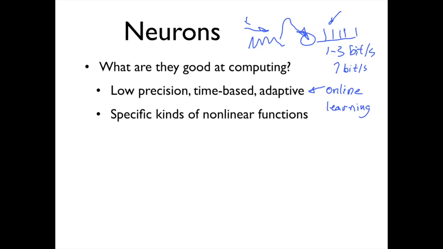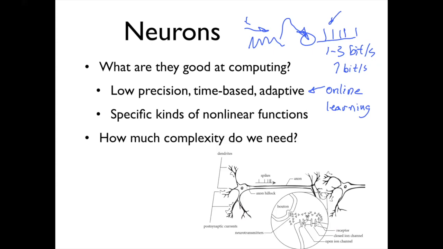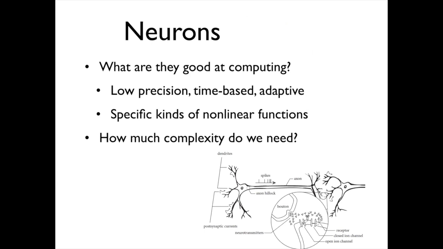And that's critical when you're using things like neuromorphic hardware. And then we run into this question, right? How much complexity do we actually need?